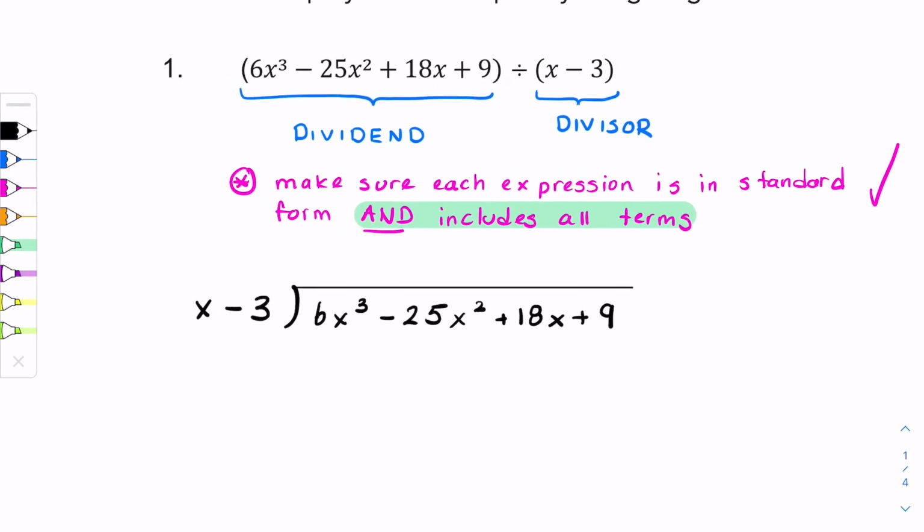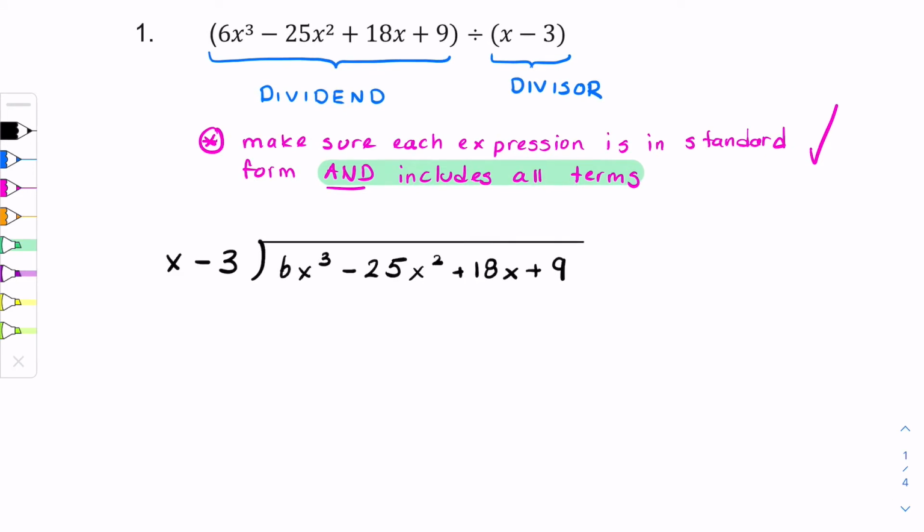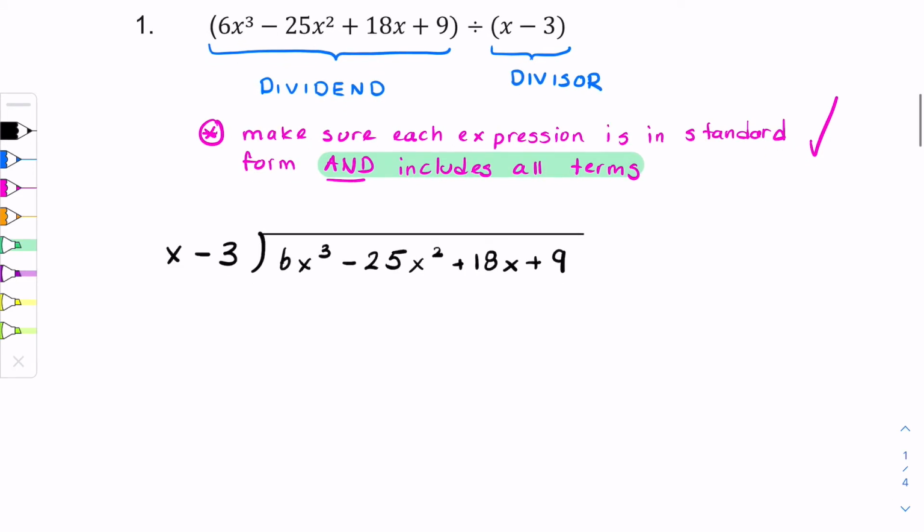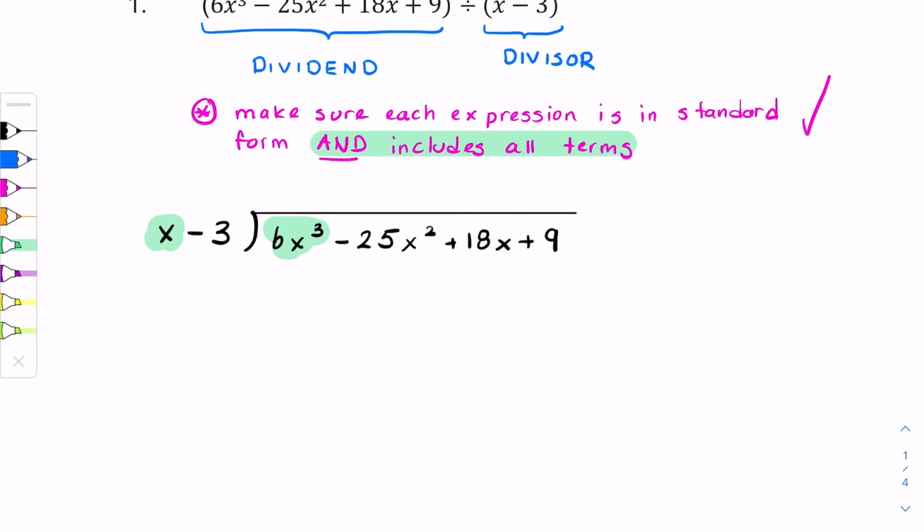To start the long division process, we need to take a look at the first term of each expression. So I'm looking at this first term of x in the divisor and this first term of 6x cubed in the dividend. I'm going to set this up as an expression. I have 6x cubed, so my dividend, divided by my first term in my divisor of x. You need to simplify this. So 6x cubed divided by x, you can eliminate a value of x in the denominator, and you can eliminate one value of x in the numerator, leaving you with 6x squared.